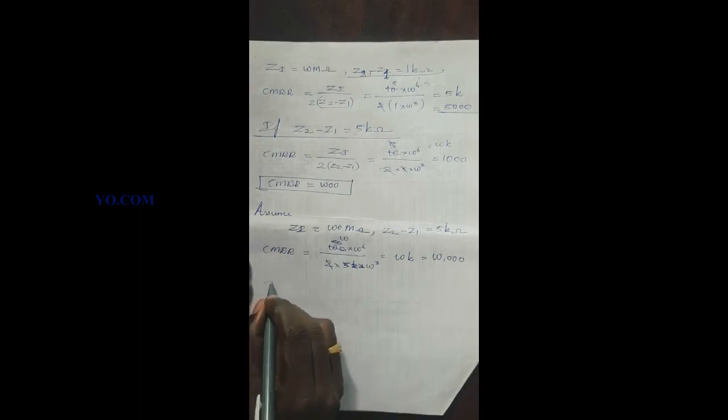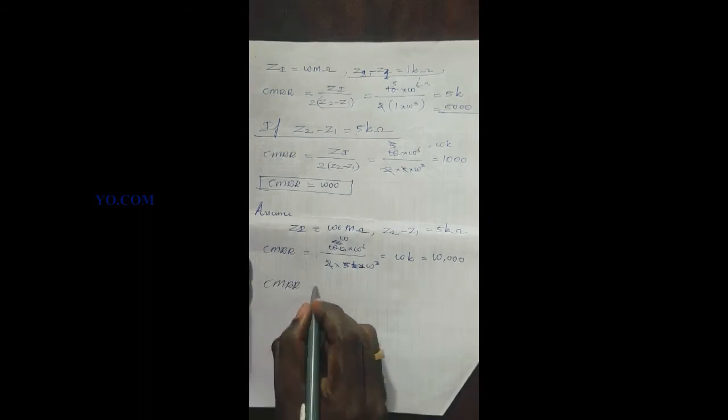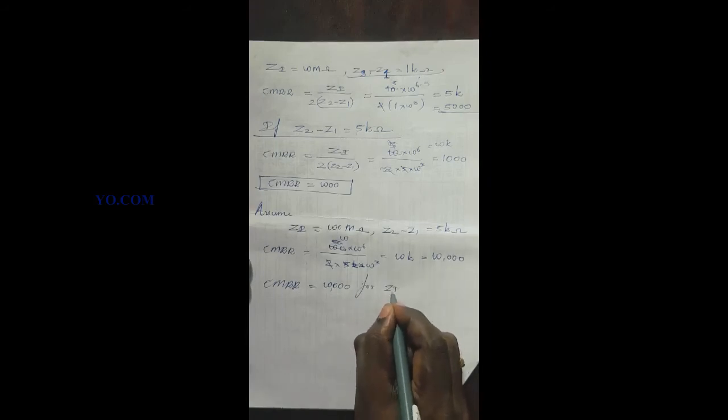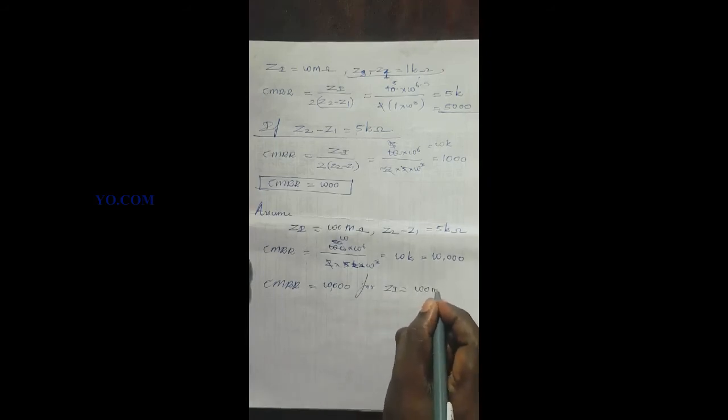So if the Zi increases, then CMRR is increased very much. Okay, when compared to the previous one, the same value, same impedance unbalance, but Zi is increased, then the CMRR value is equal to 10,000 for Zi equal to 100 mega ohm. Okay, right, so that is important.